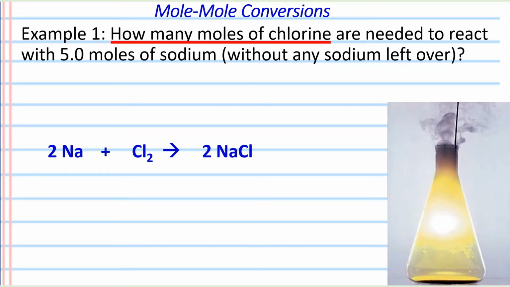So over the Cl2, the chlorine, I'm going to write X moles. I put X with the unit of what I need to solve for. And then as I keep reading, it says are needed to react with 5.0 moles of sodium. So over the sodium, not the sodium chloride, but just the plain sodium, I'm going to write 5.0 moles. So that's step one completed.